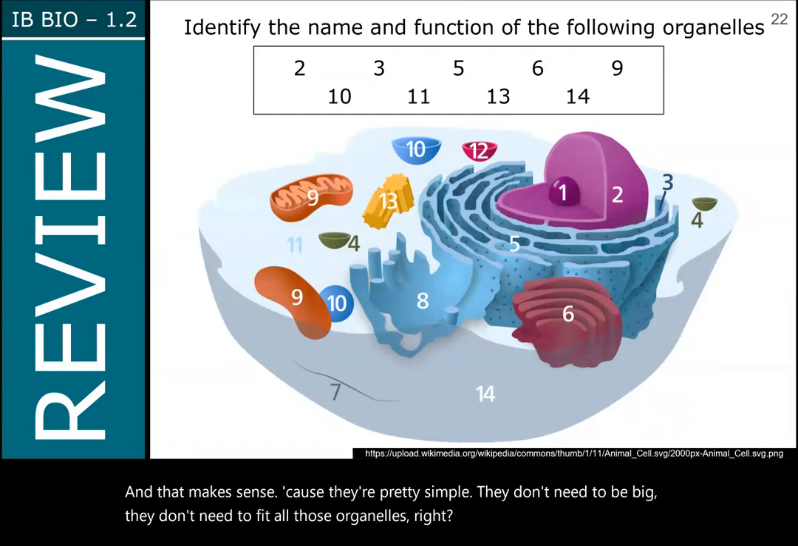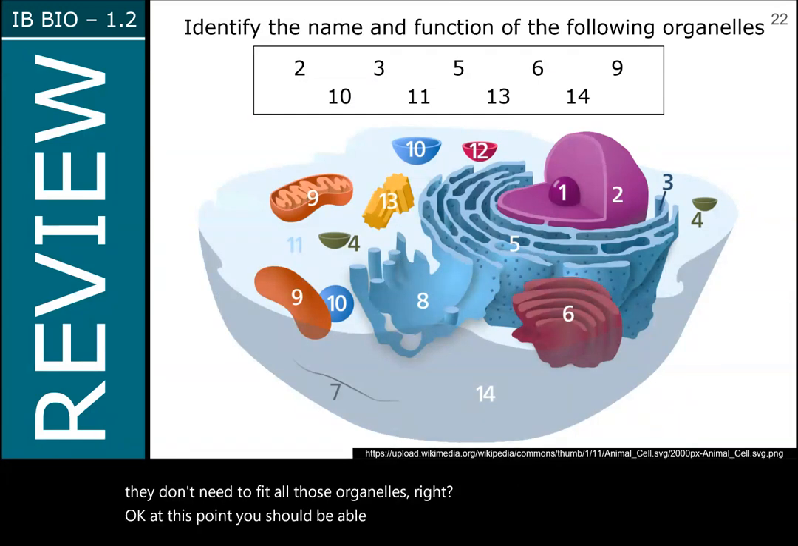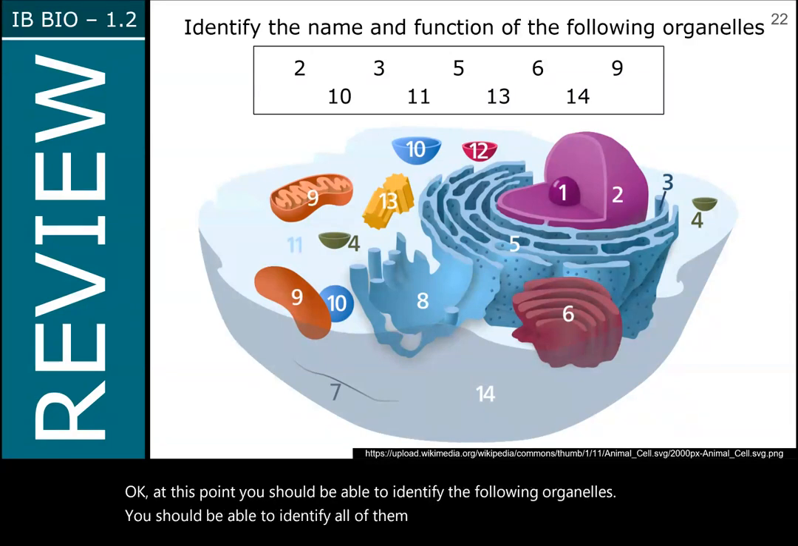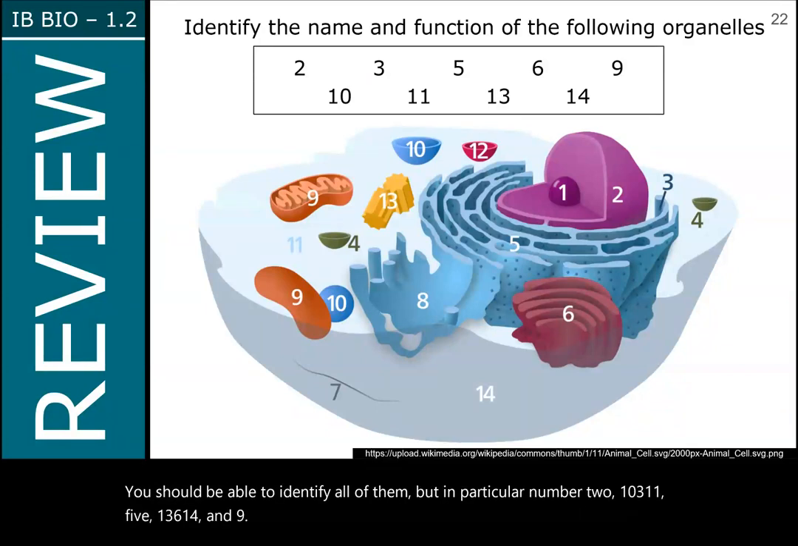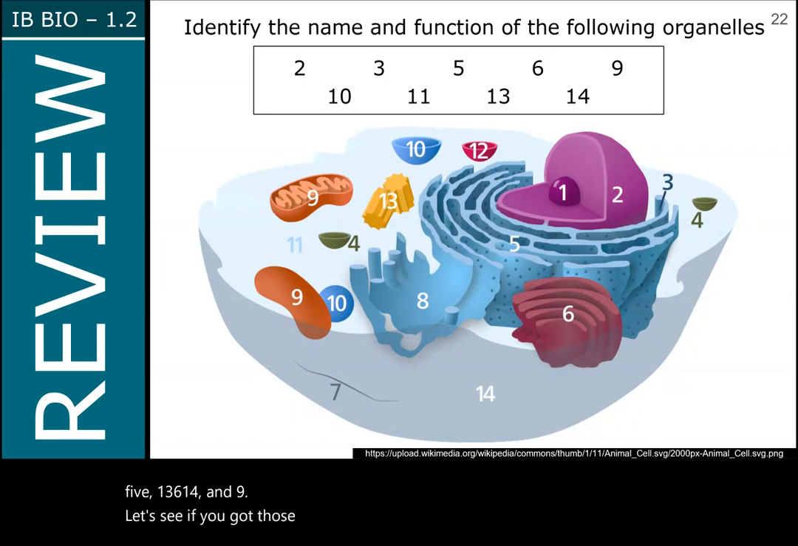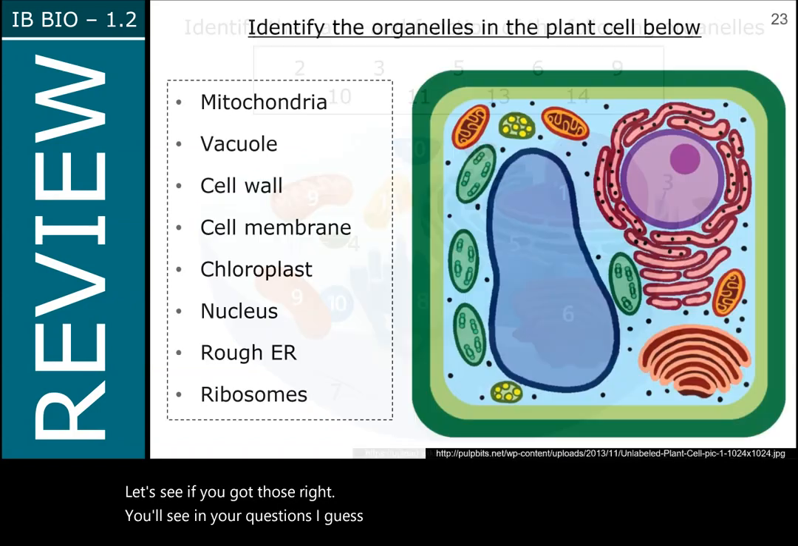Okay. At this point, you should be able to identify the following organelles. Well, you should be able to identify all of them, but in particular, number 2, 10, 3, 11, 5, 13, 6, 14, and 9. Let's see if you got those right. Well, you'll see in your questions, I guess, yeah?